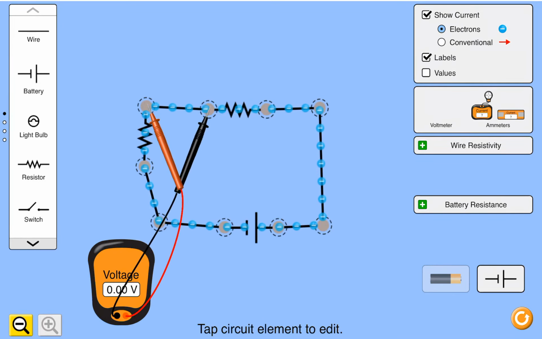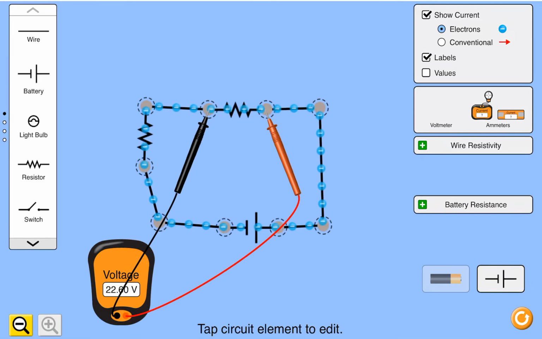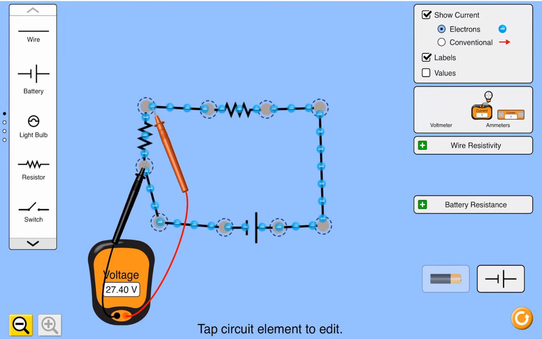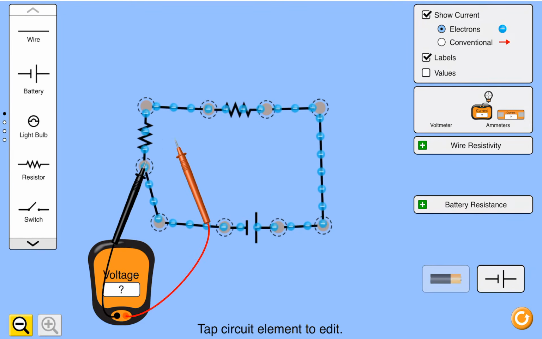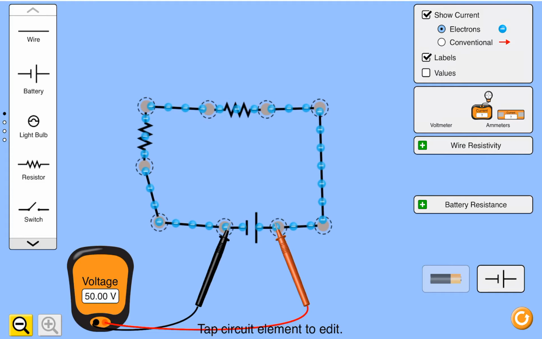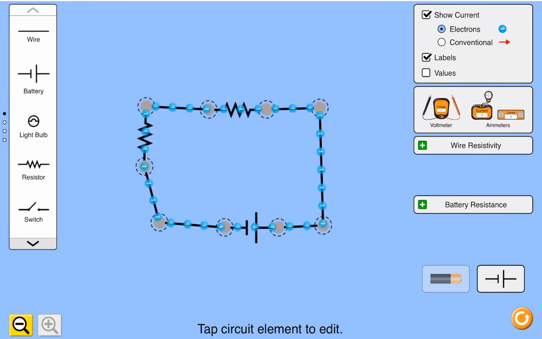If I want to check the next one down, it would be this. And that comes out to be 22.6. So, 22.6 and 27.4 adds up to 50. Okay? Now, let's bring this guy back.